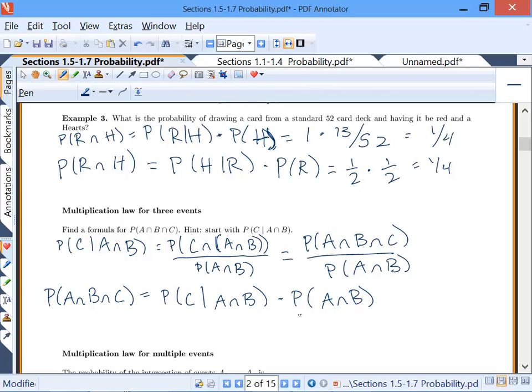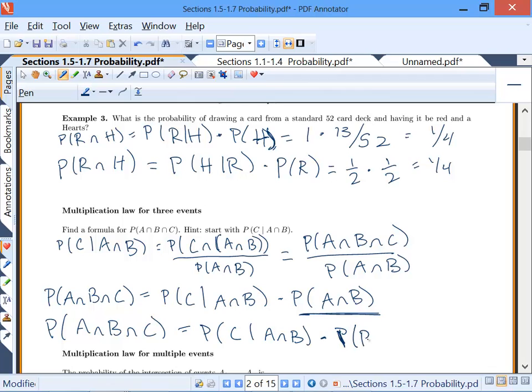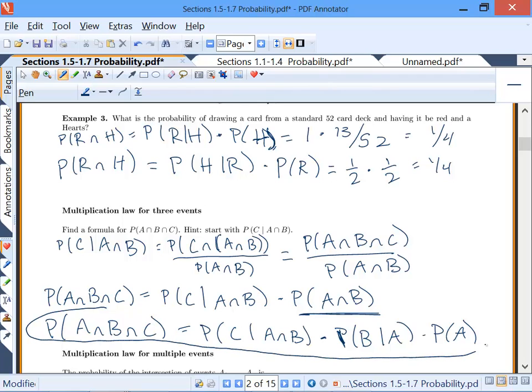Now, do you know anything about this? Do we know any formulas for that? We can also write that with a multiplication of conditional probabilities from up above using the general multiplication rule. So this is A intersect B intersect C is the probability of C given A intersect B times, and then the probability of A intersect B can be written as the probability of B intersect A times the probability of A. So this is what our formula is if you want to find the intersection for three events.